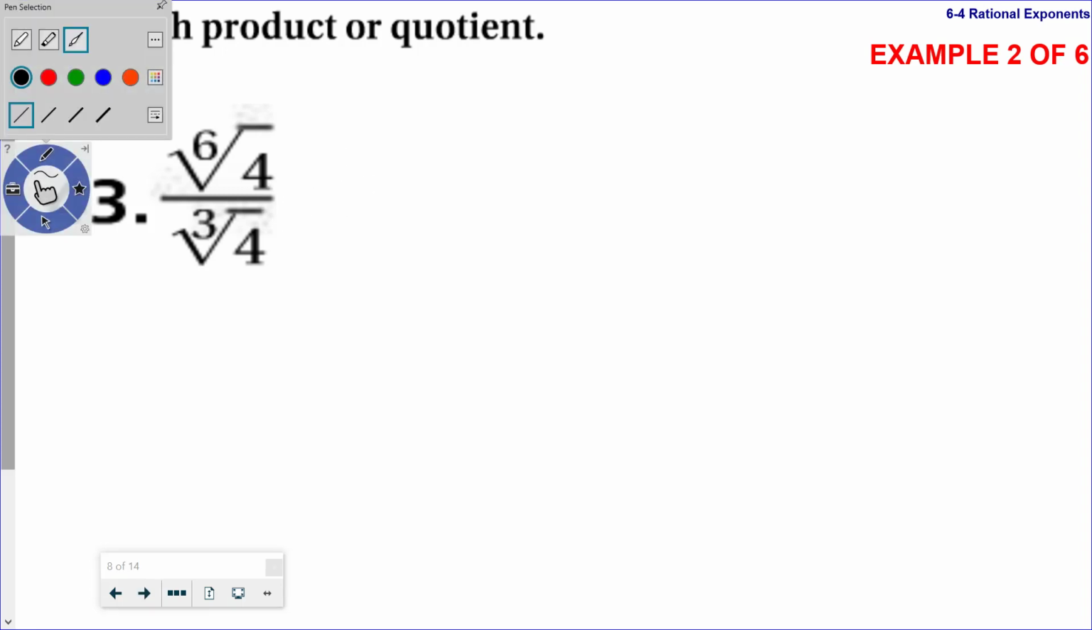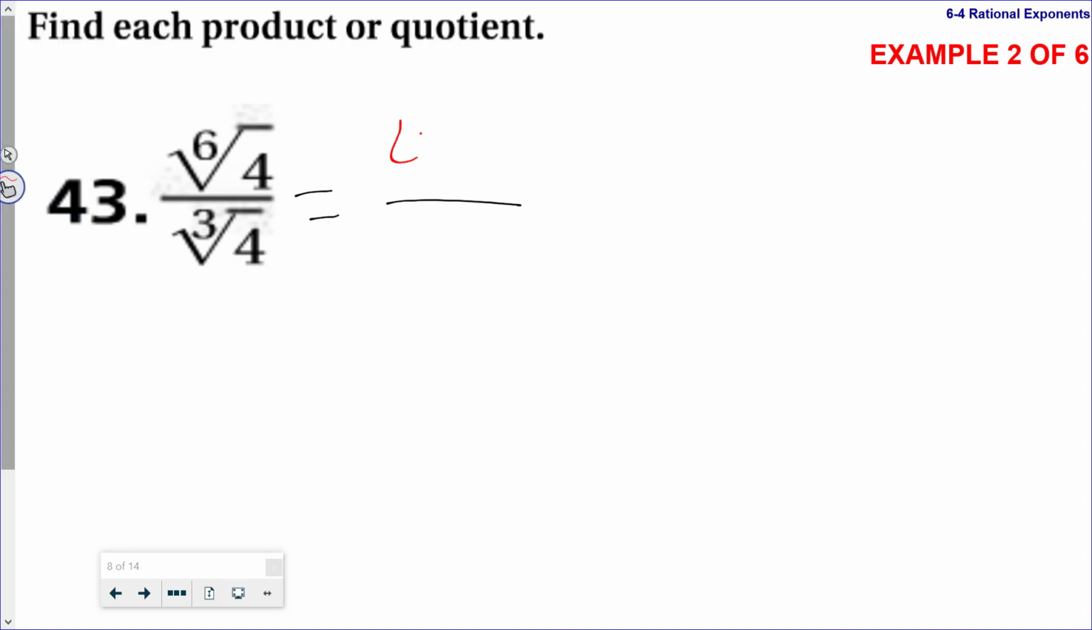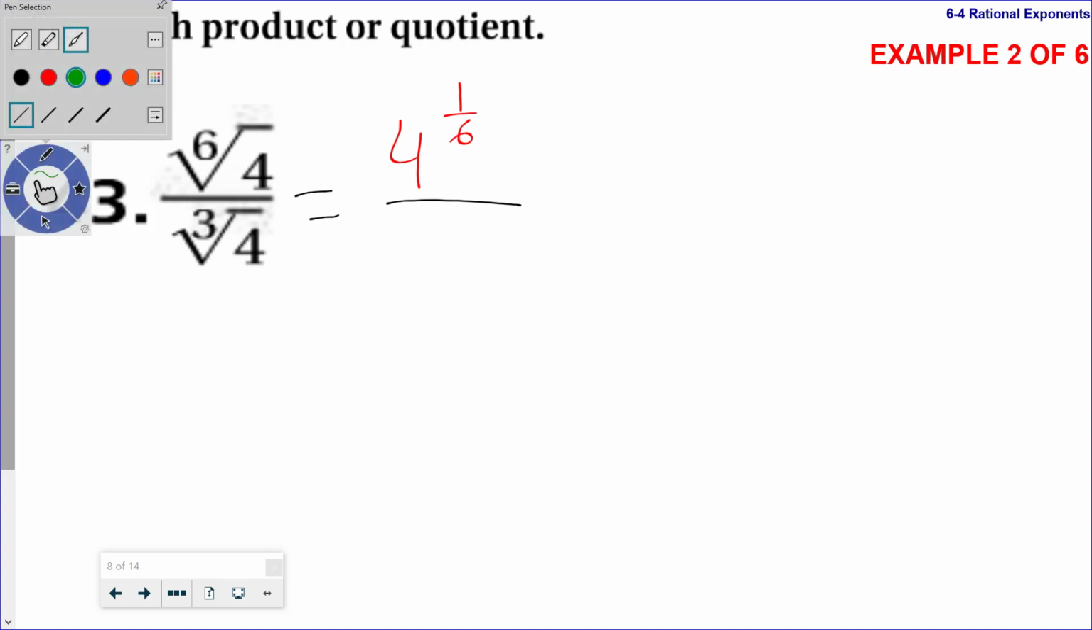The numerator rewritten in exponential form is what? Haley. 4 to the 1/6 power. And what's the denominator? Oh, sorry. And then the denominator is 4 to the 1/3. 4 to the 1/3 power. Thank you.